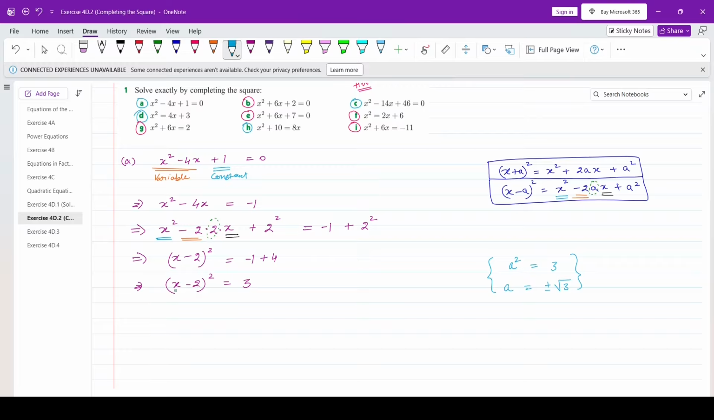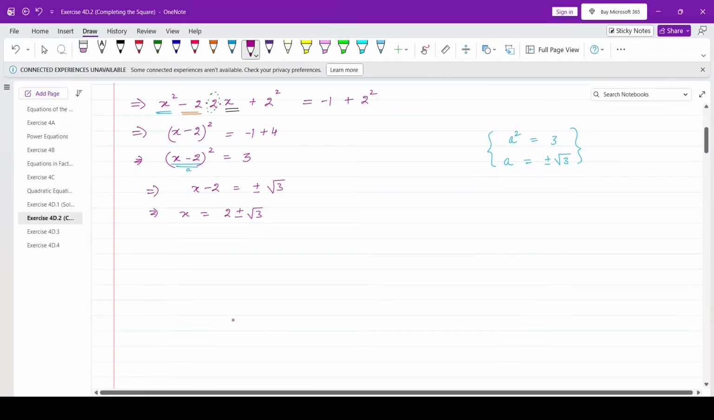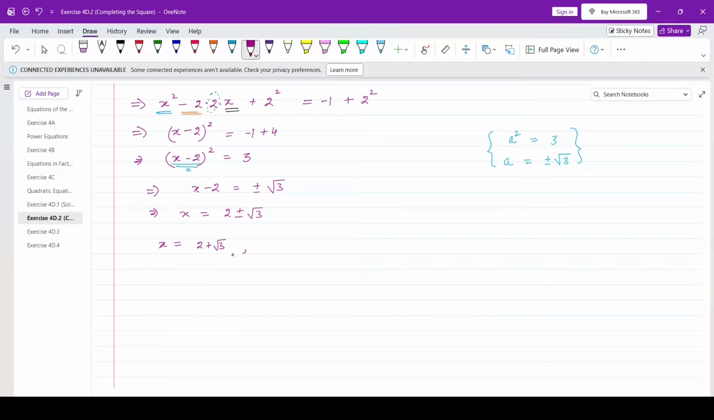So in this case, this whole term is a. We can simply write x minus 2 is equal to positive or negative root 3. Taking this -2 to the right hand side, we get x is equal to 2 plus or minus root 3. So from here we know x is either equal to 2 plus root 3 or 2 minus root 3. That's the answer.